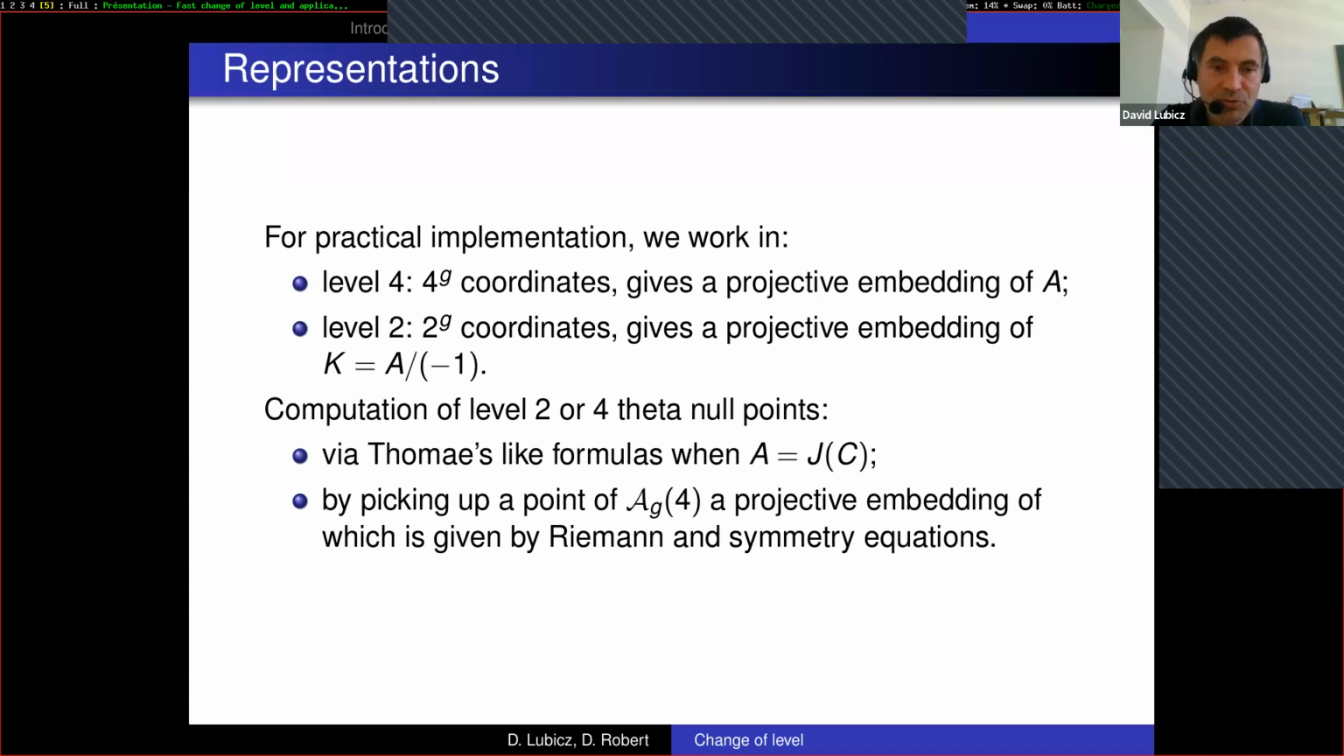So in practice, there are two levels which are interesting. Level 4, which deals with 4 to the g coordinates and gives a projective embedding of the Abelian variety. And in level 2, we have a more compact representation with 2 to the g coordinates, but we no longer have a projective embedding of the Abelian variety, but rather of its associated Kummer variety. The computation of level 2 or 4 theta null points can be done by using Thomé-like formulas if the Abelian variety is given as a Jacobian of a curve, or by picking up a point of the moduli space of Abelian variety together with a level 4 theta structure. An effective projective description of it is given with Riemann and symmetry equation by a result of Mumford.